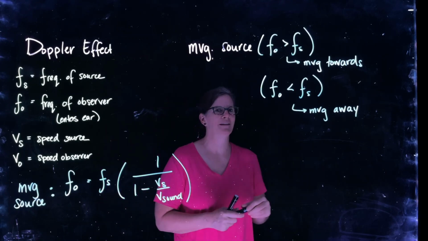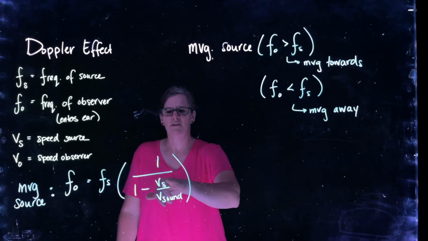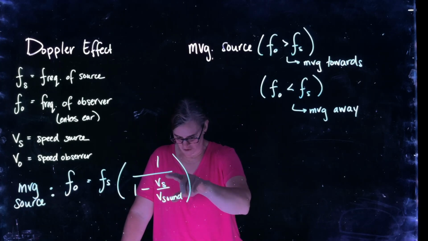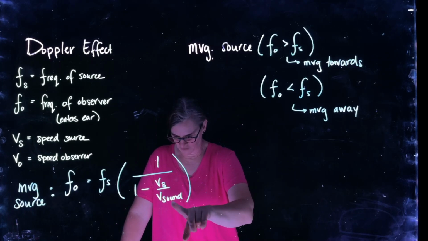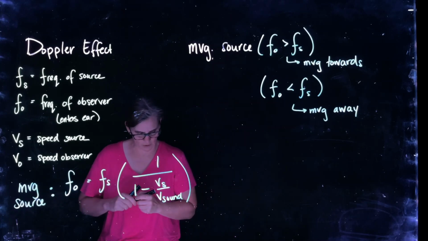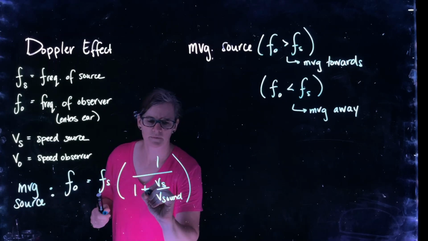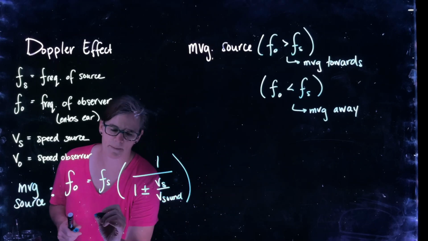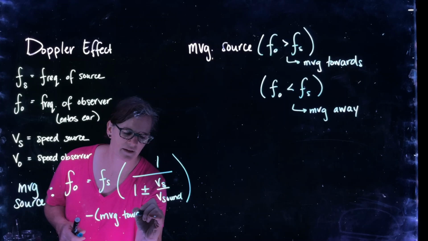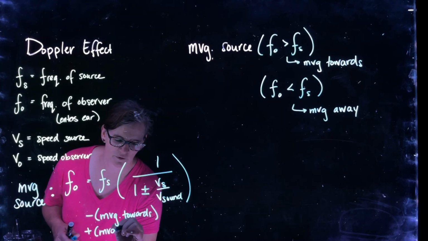Now, does this work mathematically? It does. The ratio between the velocity of the source and the velocity of sound, this is really plus or minus, where the minus is moving towards and the plus is moving away.